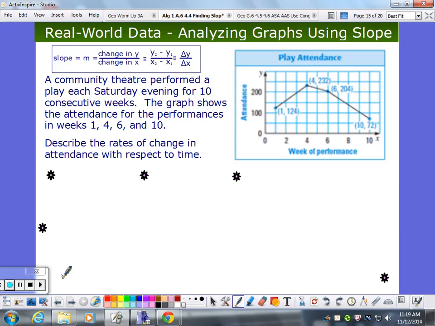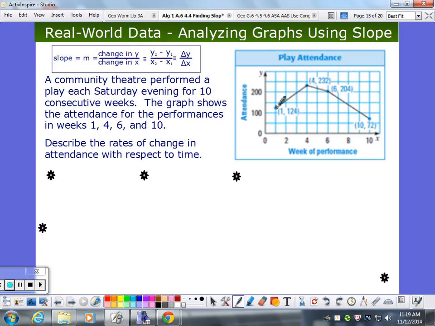Let's see what time it is. I guess we could try this. This is using slope and rate of change to analyze a graph a little bit. A community theater performs a play every Saturday for 10 consecutive weeks. The graph shows the attendance. What I love about this is it tells a story. Think about the rate of change from week 1 to week 4. Now, what kind of slope is this? Positive, negative, 0, or undefined?